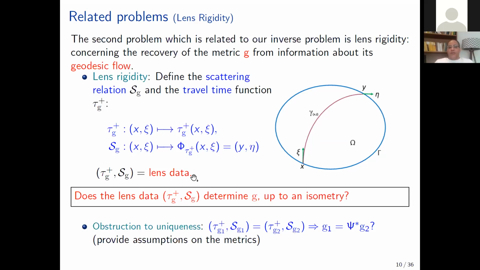And a very famous geometric inverse problem is the following. Does the lens data, the pair of the travel time and the scattering relation, determine the metric g up to an isometry? Here we have exactly the same obstruction to uniqueness for the inverse problem. So if you have two metrics with the same lens data, then we can prove that the metrics g1 and g2 are isometric.